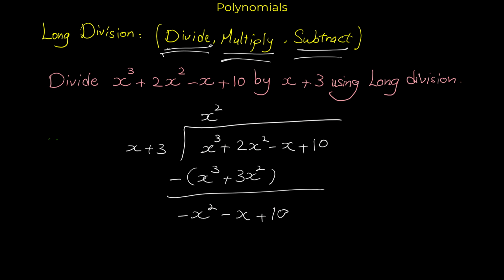After subtraction, start again from the beginning. Divide. We have to divide this again by that. Negative x to the 2 divided by x is negative x. Now is the time to multiply. So now multiply negative x by x plus 3. Negative x times x is negative x to the 2. Negative x times 3 is negative 3x.